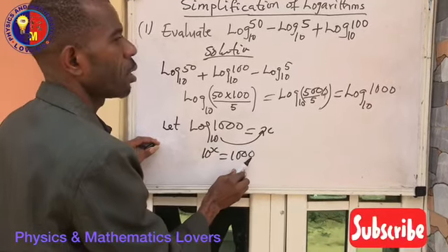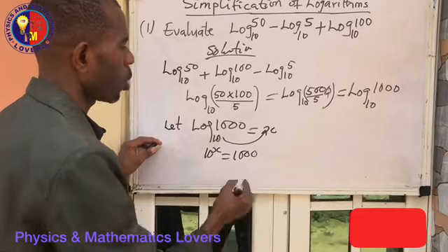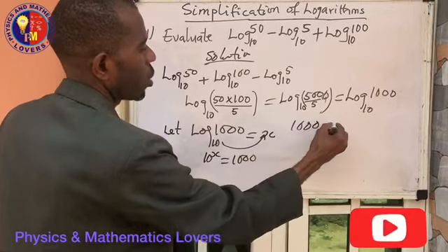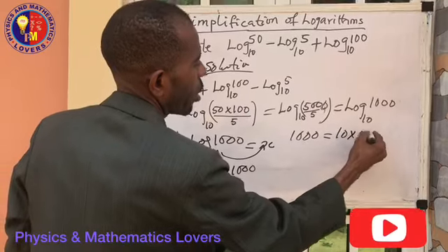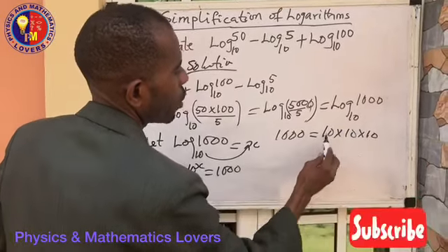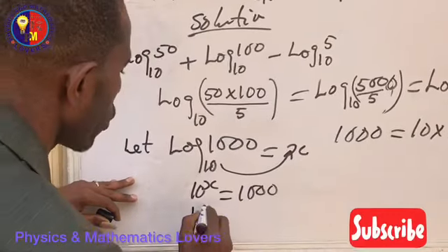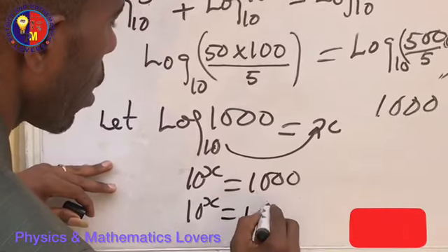Express this one into powers of 10. What does that mean? How many 10s do we have inside here? So 1,000 is taken as what? 10 times 10 times 10. 10 times 10 is 100. 100 times 10 is what? 1,000. So I am going to write what? 10 raised to power s equal to what? 10 raised to power 3.